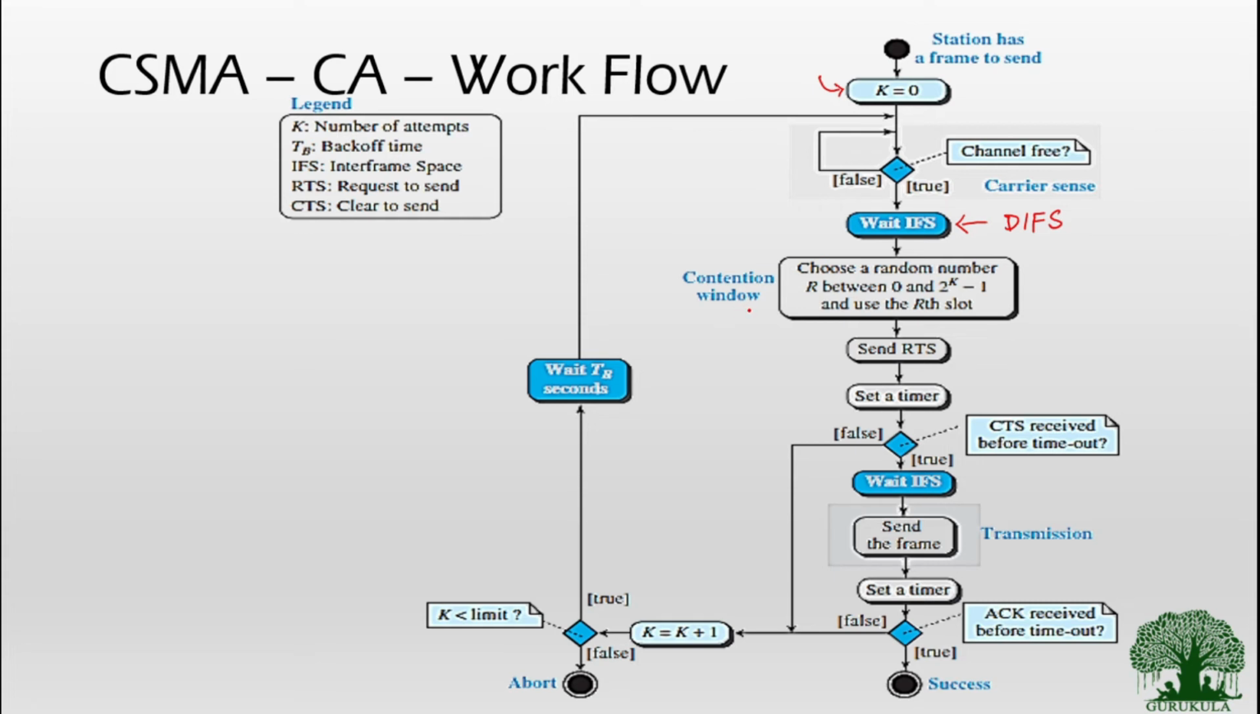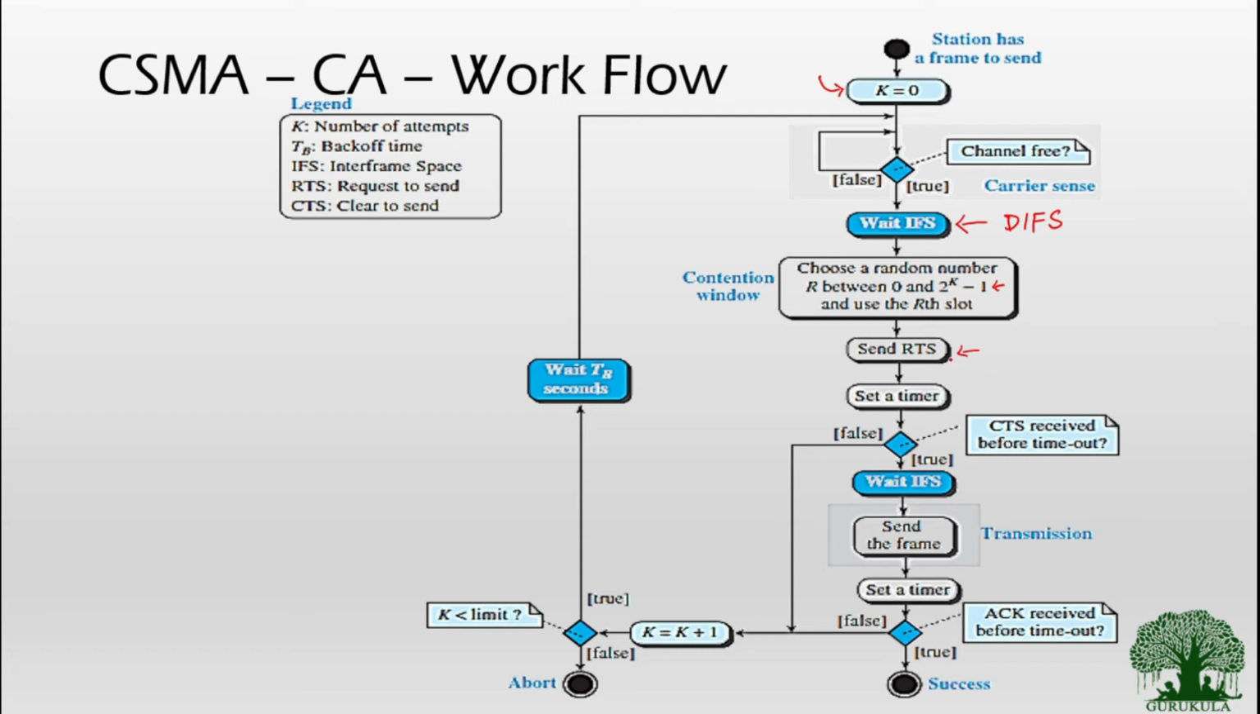The contention window is nothing but a random value r which lies between 0 and 2 to the power k minus 1. You might have seen this expression in CSMA CD also, where it is used to calculate the backoff time period. So it chooses a random value r, and then the sending node sends an RTS, which is nothing but the request to send signal.